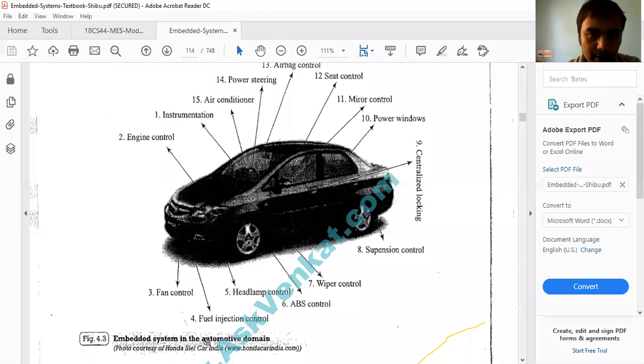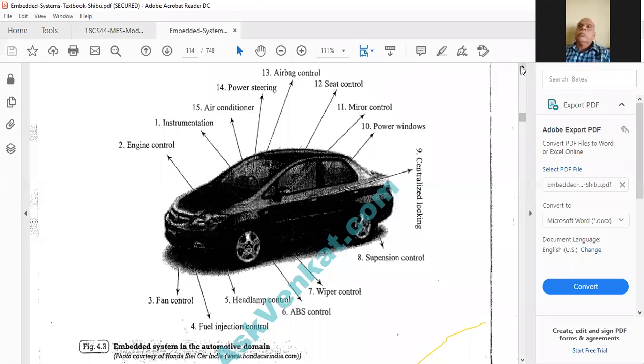Embedded system in the automotive domain. So the domain is automobile, or the automotive domain, right? So what are the different embedded systems we use? We discussed this in the characteristics of embedded systems.